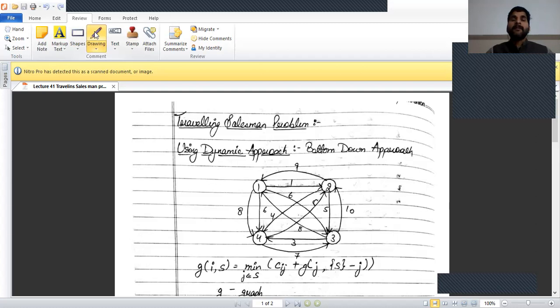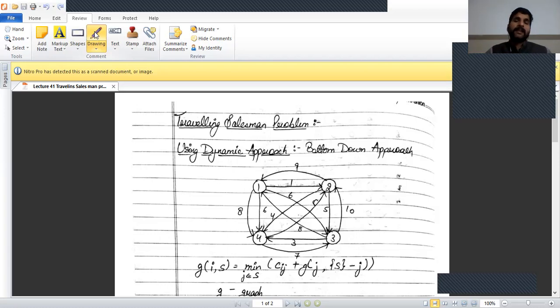The traveling salesman problem can be solved by several techniques like the greedy approach, dynamic approach, and branch and bound approach. But here we discuss the traveling salesman problem using the dynamic approach. In this approach, we solve the problem bottom-up.